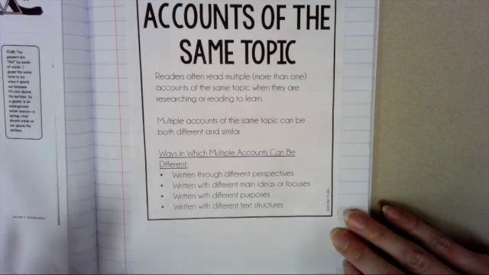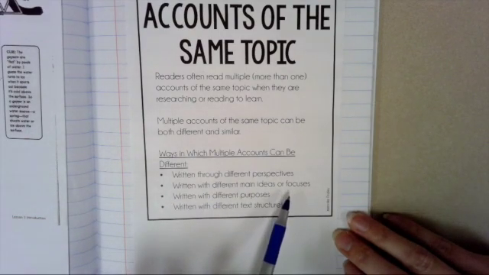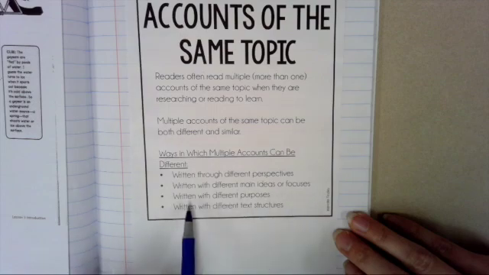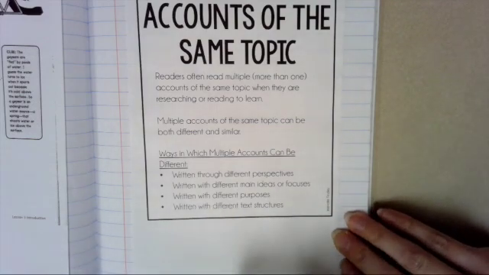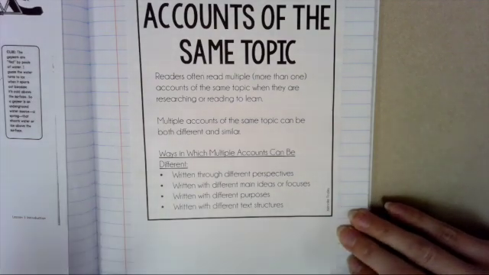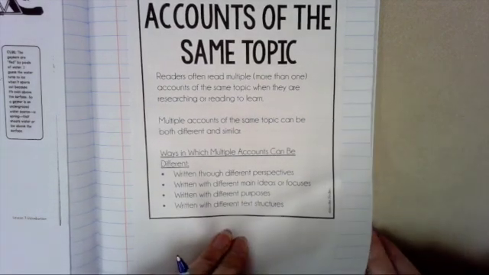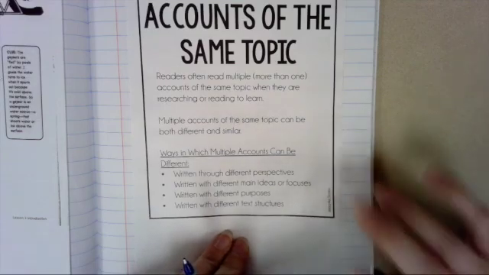So down here it says different perspectives, different main ideas or focuses. You'll focus on different things. Sometimes it's written with a different purpose, and sometimes it uses a different text structure. It could still be the same thing, like the trip to the grocery store, but it'll just be a little bit different. We're also going to look at some stories in a different video about this exactly.